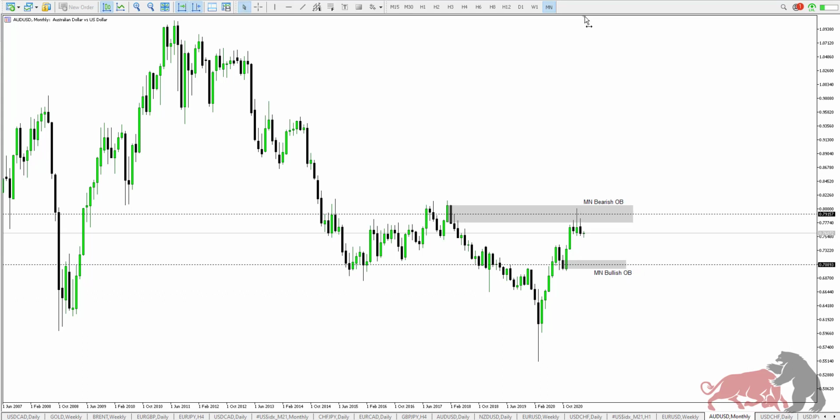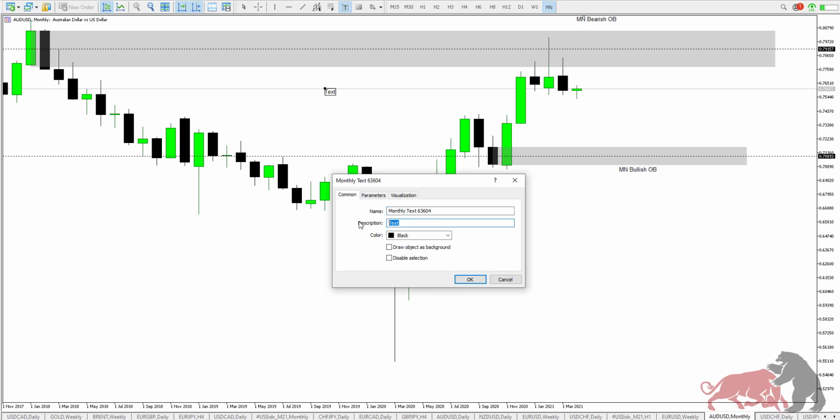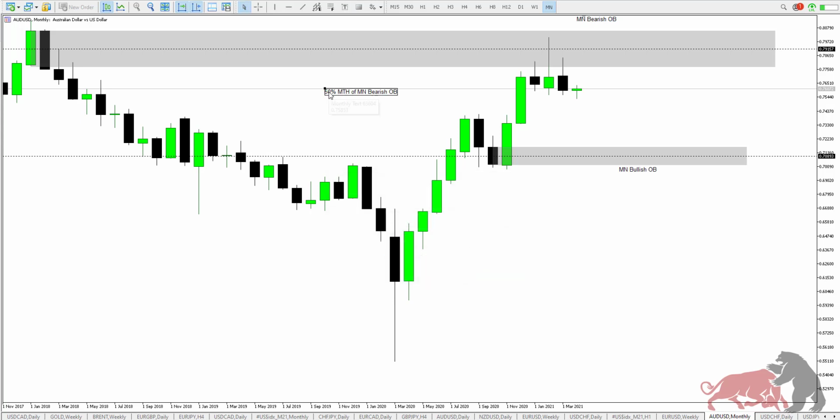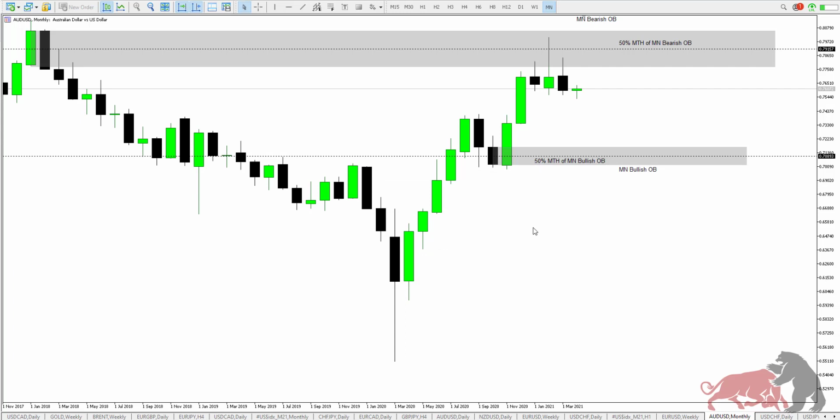I highlight all the criteria of what I'll be looking for, and then we also have the 50% mean threshold of the MN bearish OB. Why is the 50% mean threshold important? Because that's your ideal area for shorts when price comes back, right? We also have the 50% mean threshold of the bullish order block. It's an ideal entry for your shorts, right? So now these are the markings on the monthly chart.